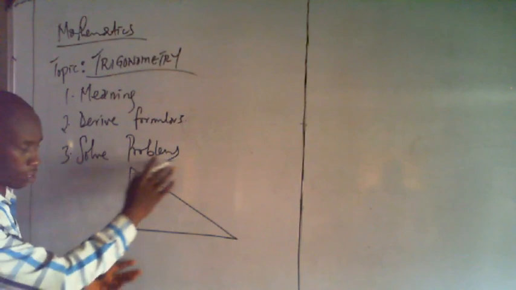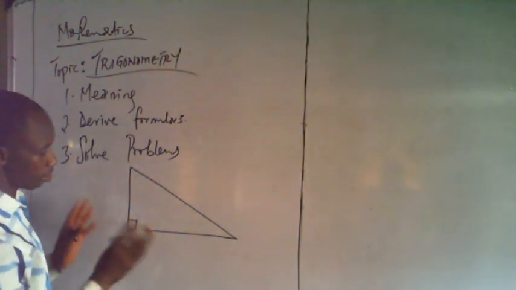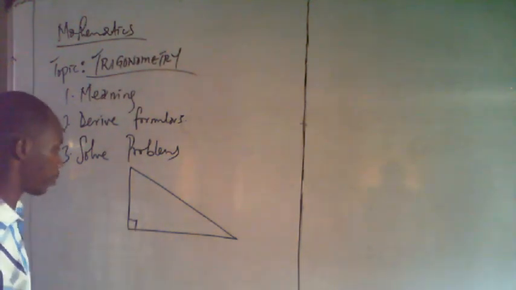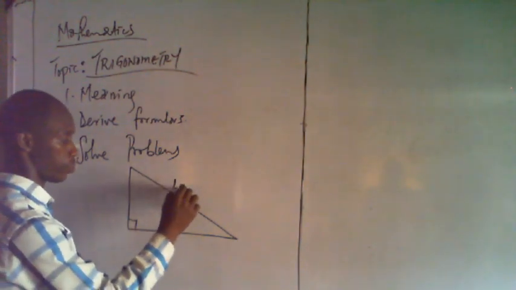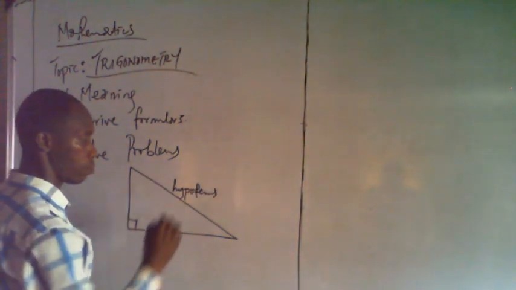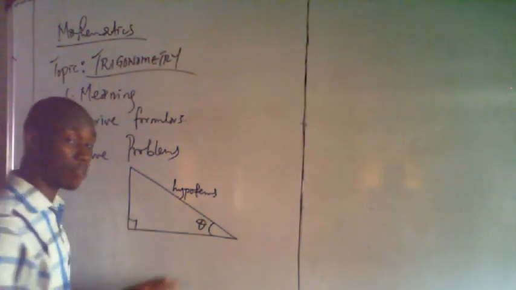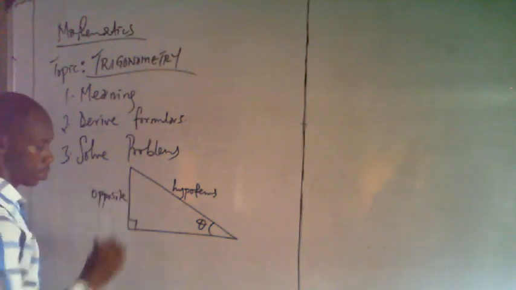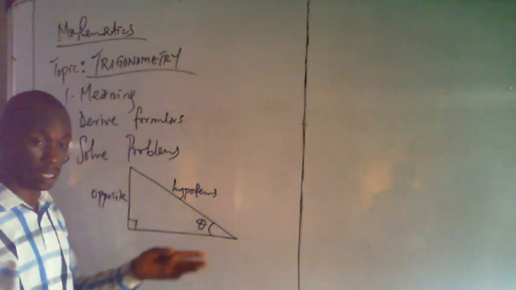It has three sides, and the three sides are given special names. These names depend on the angle they are facing. For example, the side that faces the right angle is called the hypotenuse. The side facing our angle is called the opposite. And the side beside the very angle we are dealing with is called the adjacent.